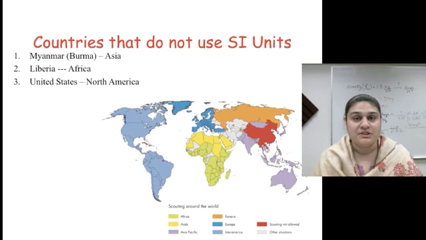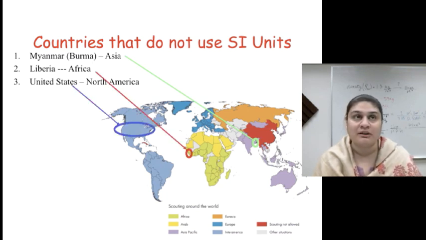Only a few countries in the world do not use SI units, and those include Myanmar, which is in Asia, Liberia, which is in Western Africa, and the United States. All other countries of the world have pretty much switched over to SI units.